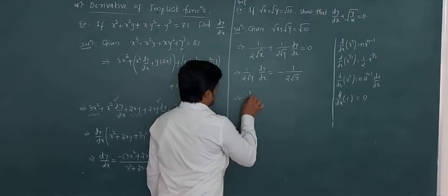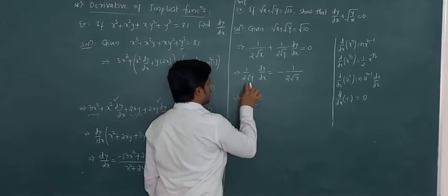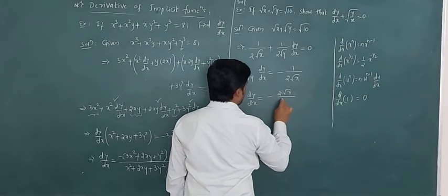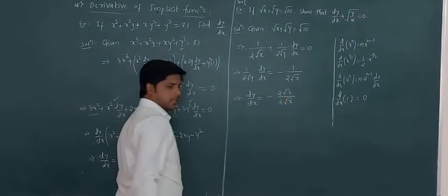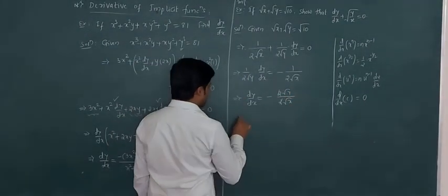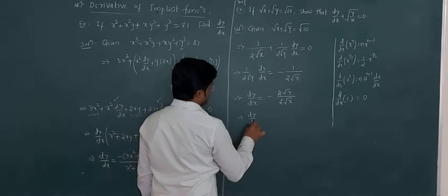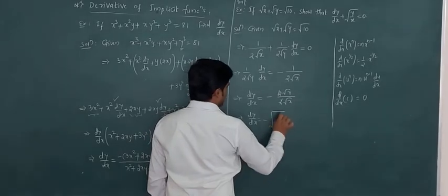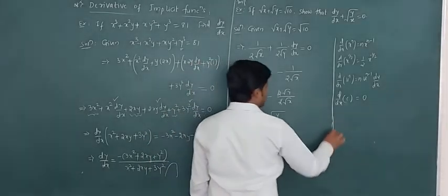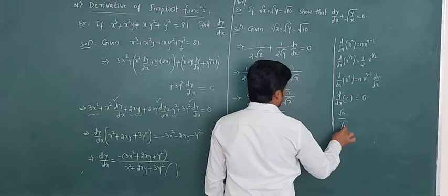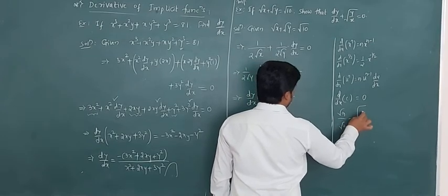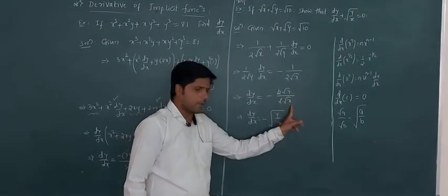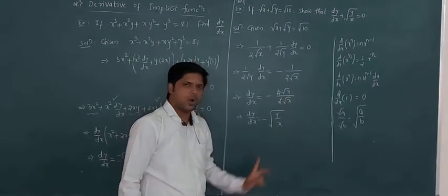So for dy by dx, we get dy by dx is equal to, transfer this 2 root y to the RHS side, it goes to the numerator, 2 root y divided by 2 root x. Here 2 gets cancelled. We remain with only dy by dx is equal to minus root y divided by root x, which can also be written as minus root of y by x, because we know that root a divided by root b is equal to whole root of a by b. So therefore root y divided by root x can also be written as root of y by x.